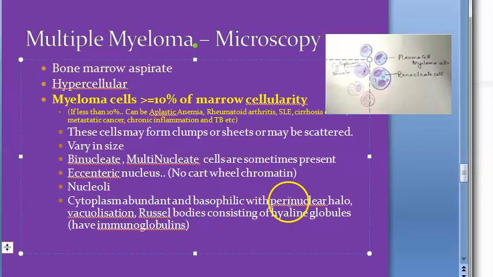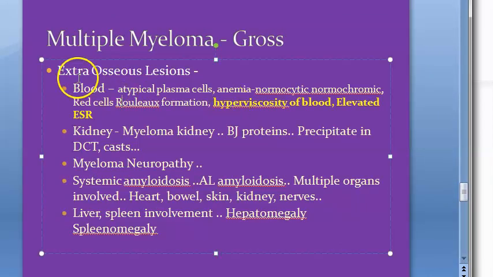So what will you see here? Greater than or equal to 10% of the marrow cellularity will be myeloma cells. Myeloma cells will be more than 10% of the marrow cellularity. If it is less than 10%, it will be something else. But if it's greater than 10%, then only it is multiple myeloma.